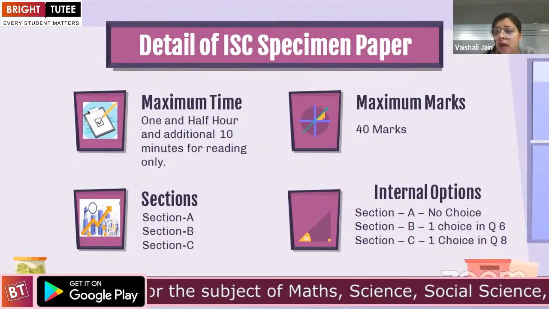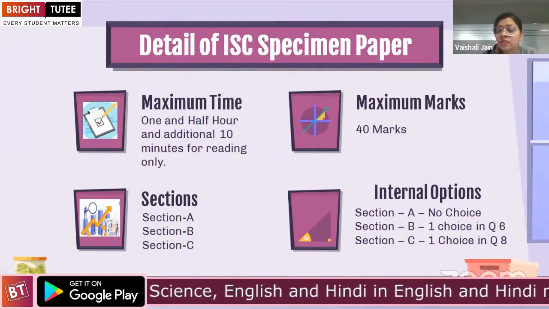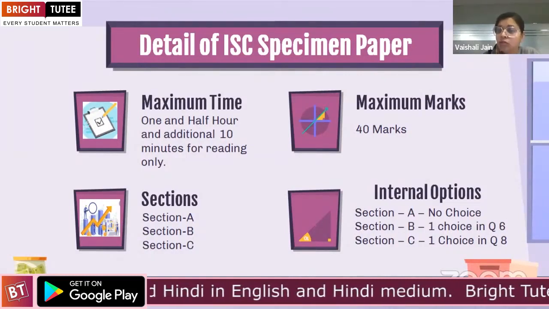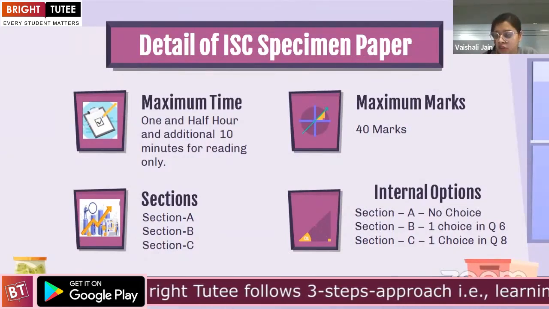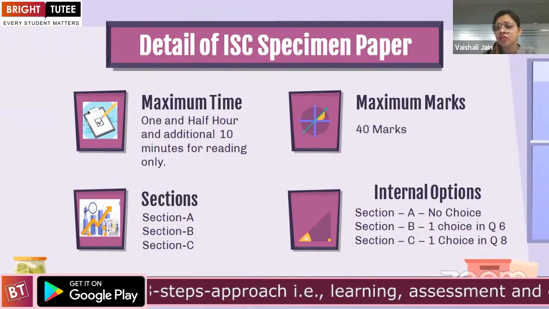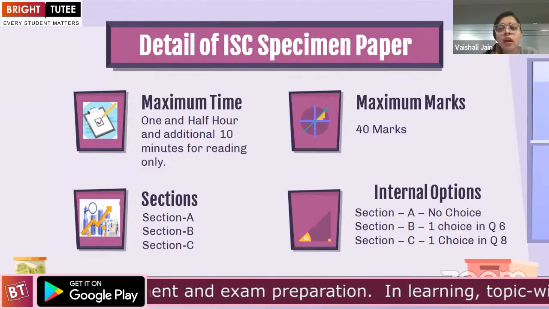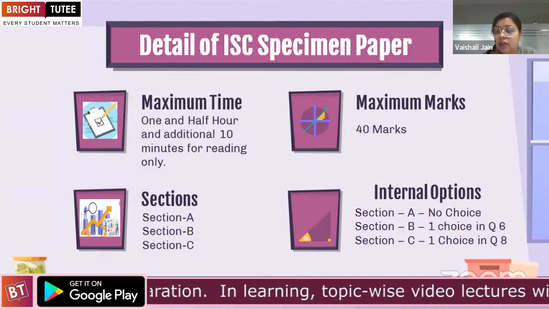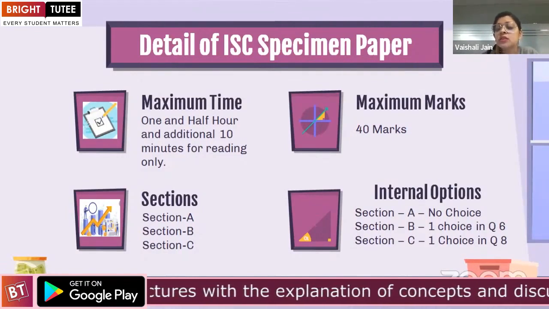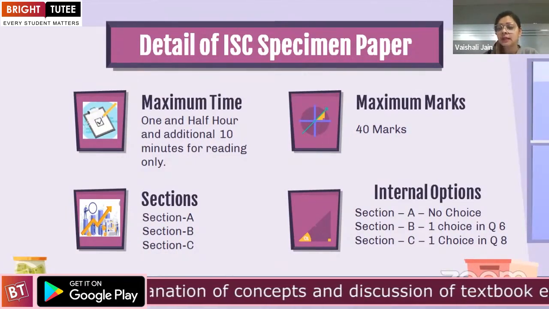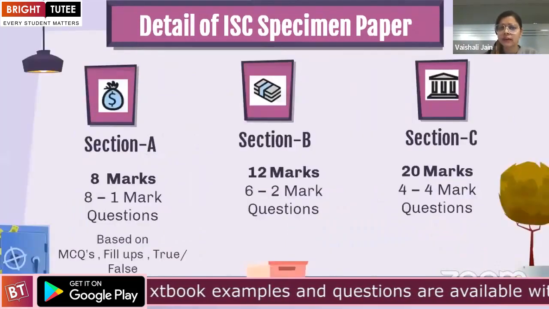Then the maximum marks for the exam are 40 marks. There are 3 sections in the exam, A, B, C. All 3 are compulsory. There is no choice in the sections, although there is an internal choice in section B. In section A, there is no choice. We will be talking about the sections, their bifurcation and everything in detail just after this. In section B, there is only one choice in question 6. And in section C also, there is only one choice in question 8. I will show you the question paper, the specimen paper, and then we will discuss it in detail.